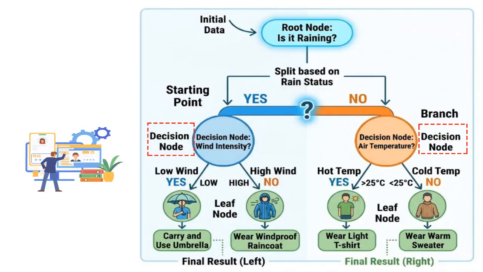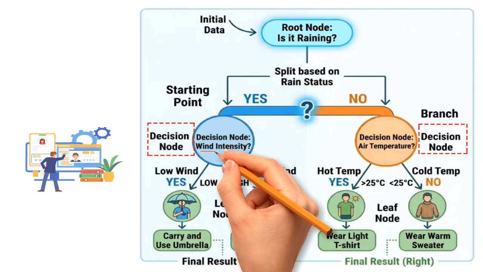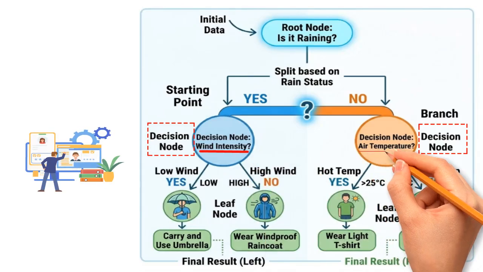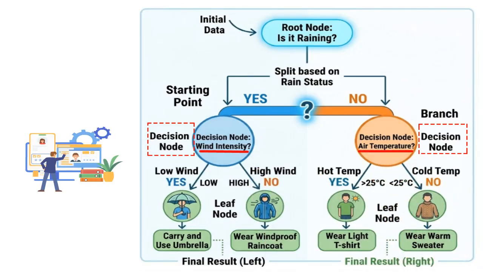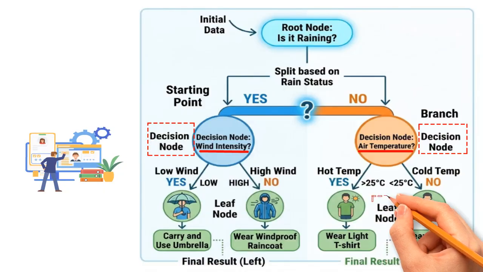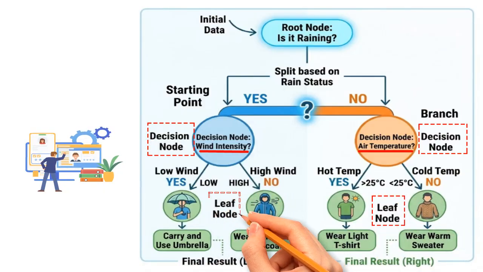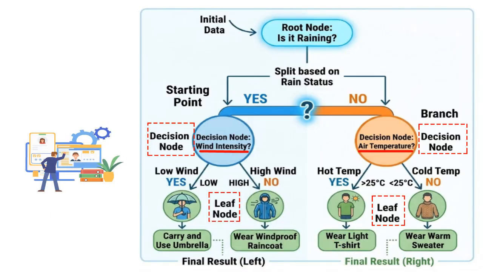As we move down the tree, more questions are asked. Each time, the data becomes more specific and more organized. Eventually, we reach the end of a path. These endpoints are called leaf nodes. A leaf node does not ask any more questions. It gives us the final answer. For example, wear a coat, or do not wear a coat, or maybe it will rain. So a decision tree starts with all the data, asks a series of questions, and ends with a clear decision.